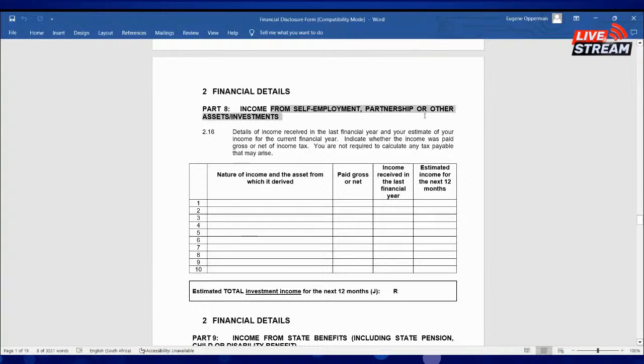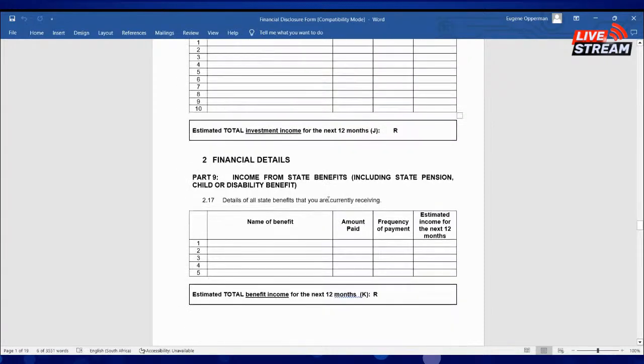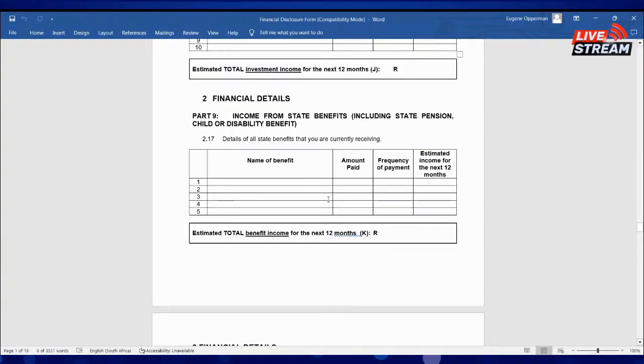Income from self-employment, partnership. Yes, if he's self-employed, he works for himself, you can ask for the financial statements, as well as, if he's in a partnership, you could also ask for the partnership agreement to see what the distribution or the calculation of the partnership is, the shares of the partners, how much do they each get? And also, what is the income that was received during the past financial year? And sometimes they also ask what is the estimated income for the next 12 months, in order to get that information to court to make an informed assessment regarding the means of the respondent for maintenance purposes.